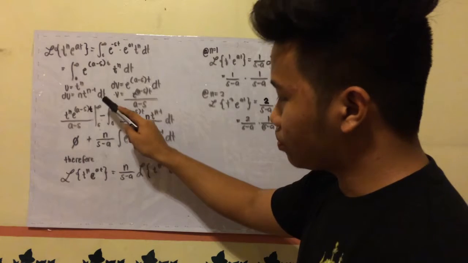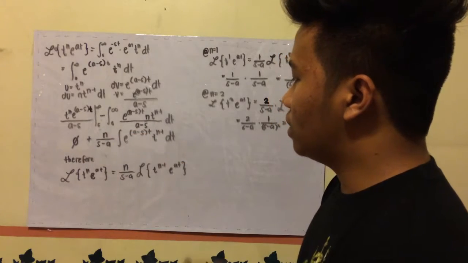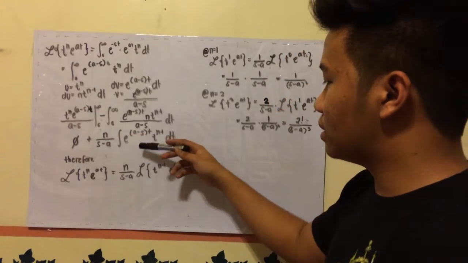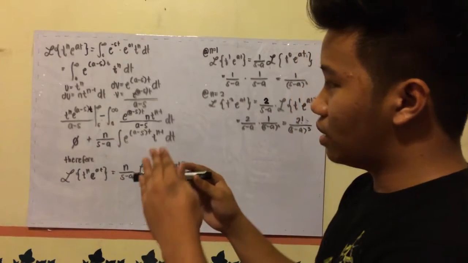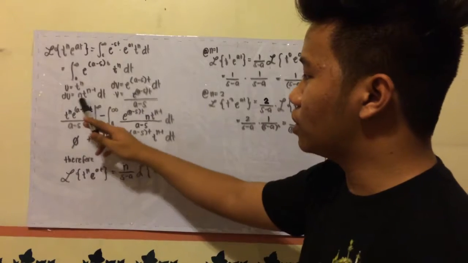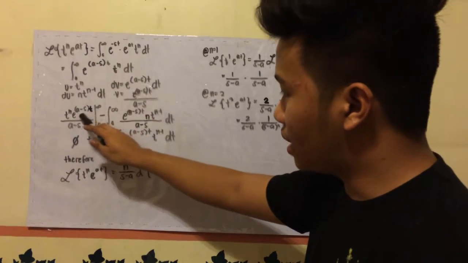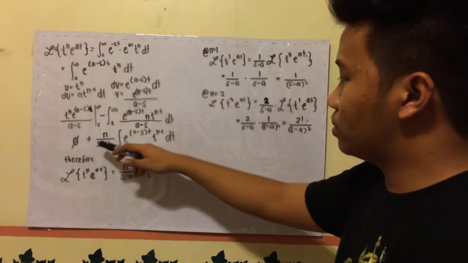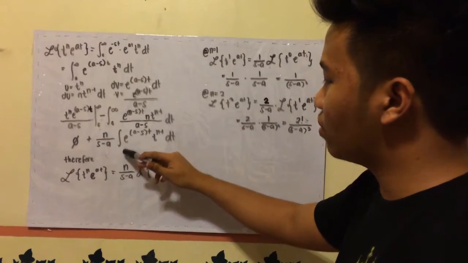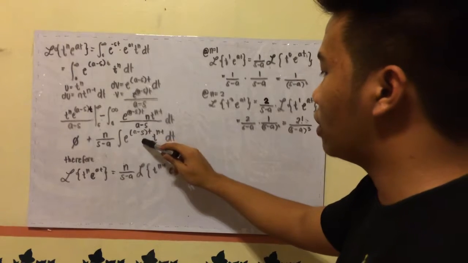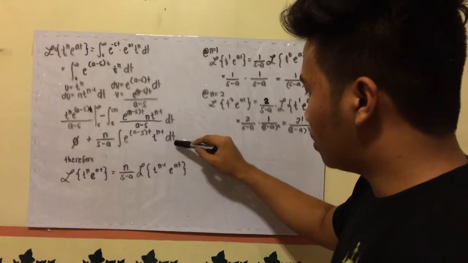So we come up with a 0 answer because in this part we get the negative of this equation so that we could come up with a 0 equivalent, or we get the negative exponent. So the n over s minus a multiplied by the integral of e raised to (a minus s) multiplied by t multiplied by t raised to n minus 1 dt.